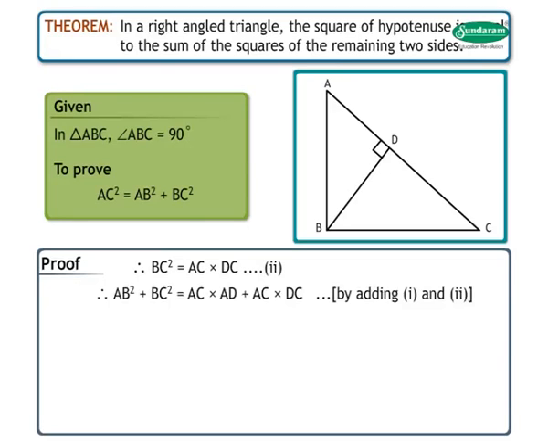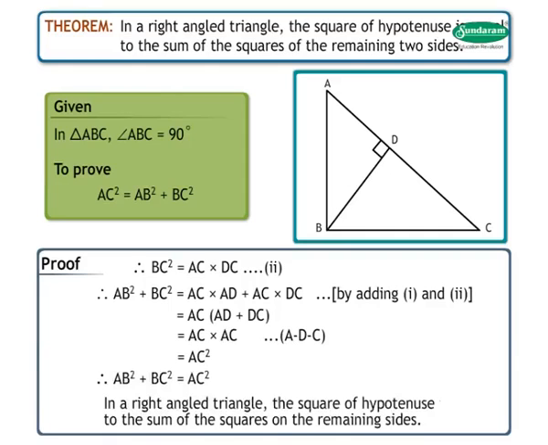By adding 1 and 2, we get AB square plus BC square is equal to AC into AD plus AC into DC, which is equal to AC into (AD plus DC), which is equal to AC into AC, since D lies between A and C, which is equal to AC square. Therefore, AB square plus BC square is equal to AC square. Hence, in a right-angled triangle, the square of hypotenuse is equal to the sum of the squares on the remaining sides.